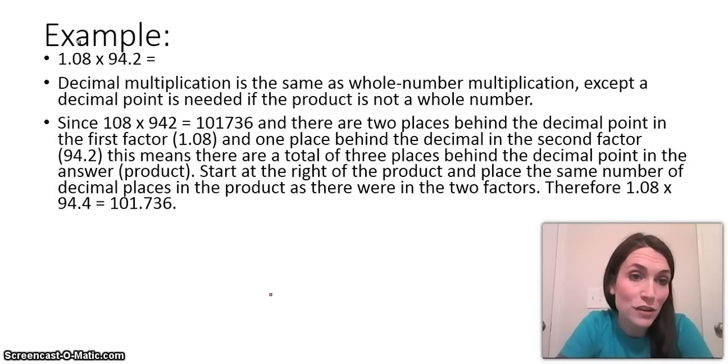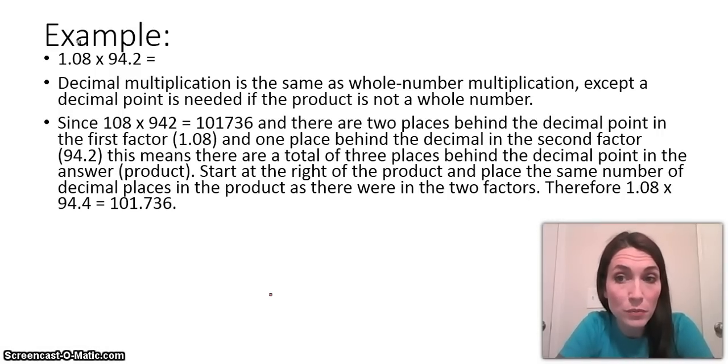Here's our example first, and it's very similar to the example that we learned about in lesson 6-3. We're just going to be working with more decimal place value places in these examples. In the example, 1 8/100 times 94 2/10. This is the one we're going to be looking at. Decimal multiplication is the same as whole number multiplication, except the decimal point is needed if the product is not a whole number. So again, we're going to be practicing what we looked at in the last lesson.